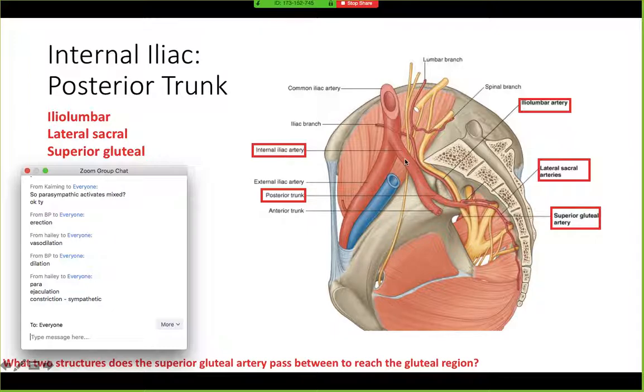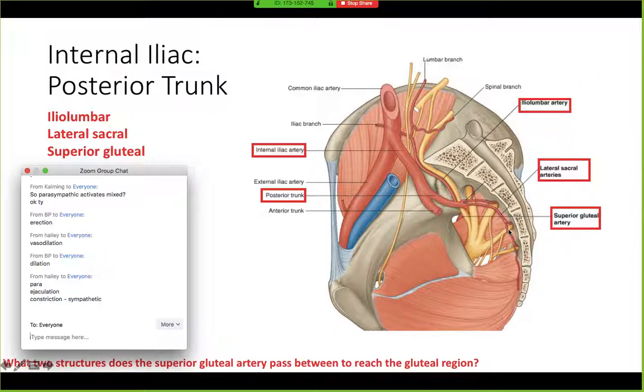So we're right here. Your common iliac on either side is going to split into an external and internal iliac. And then you're going to have a posterior trunk and an anterior trunk. So we're just going to look at the posterior trunk right now. You have 3 important branches. First is the iliolumbar, and then the lateral sacral arteries, and then your superior gluteal artery. Okay, so the posterior trunk's not bad.